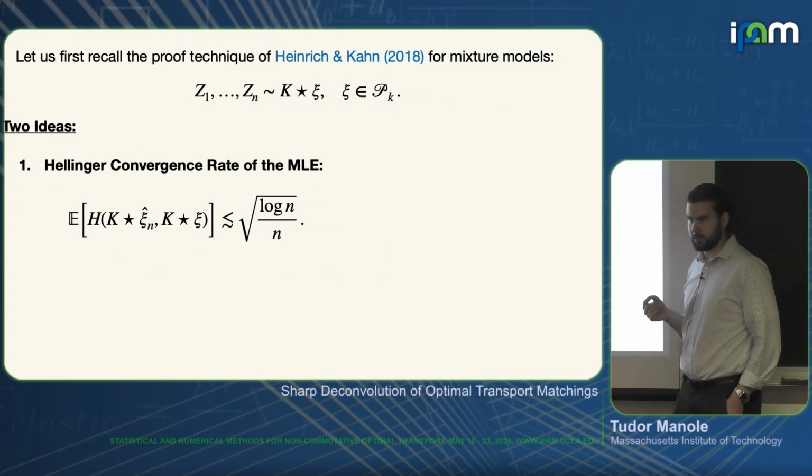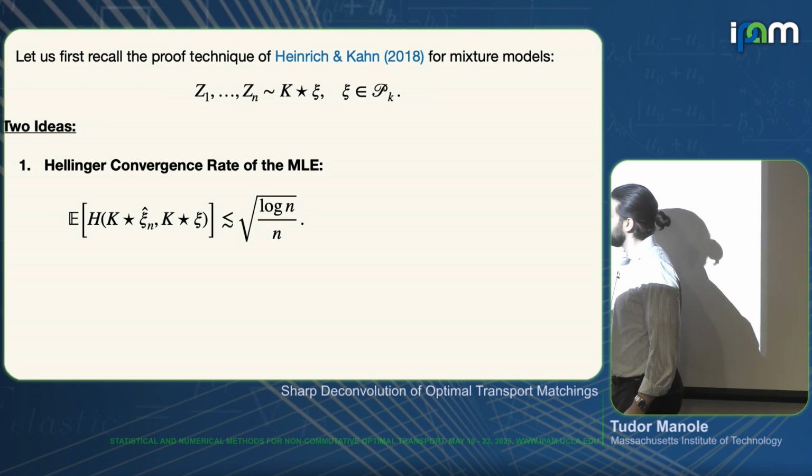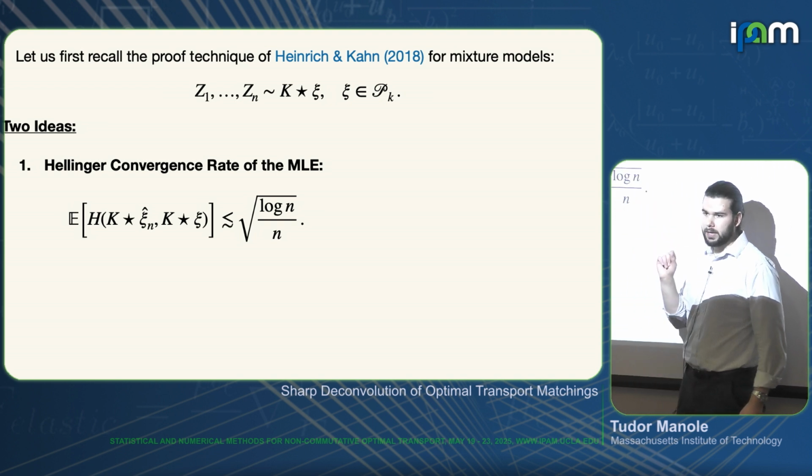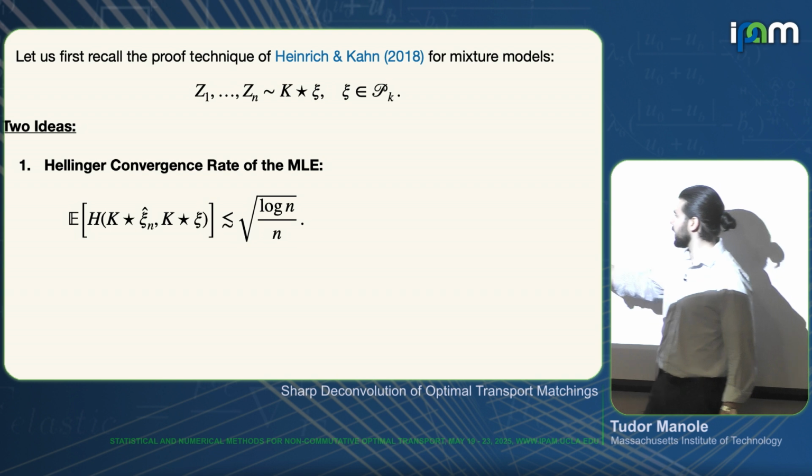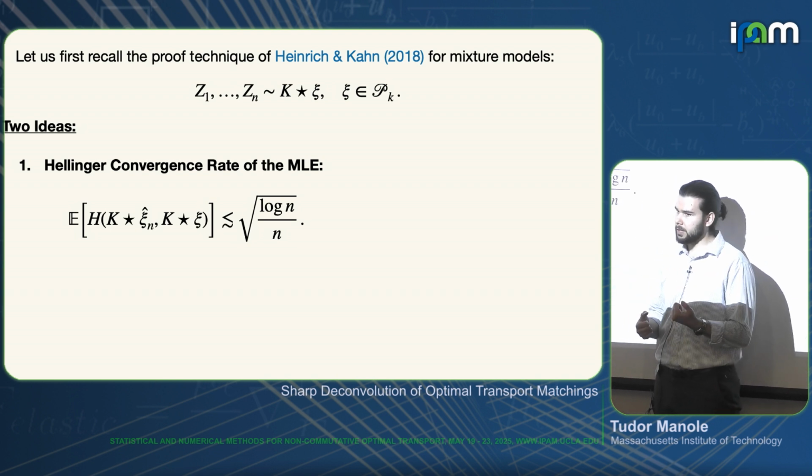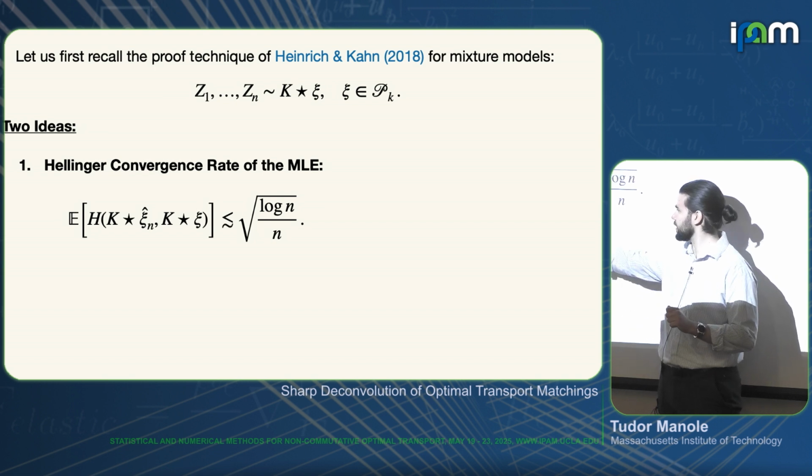The first idea is a simple one. It's a classical one. The first idea is that if you're trying to analyze the maximum likelihood estimator of psi, what we do know is that the maximum likelihood estimator will achieve a fast rate of convergence for estimating the density of the Gaussian mixture as opposed to the underlying signal psi. Why is this the case?